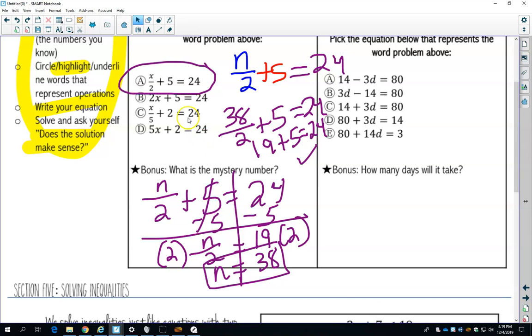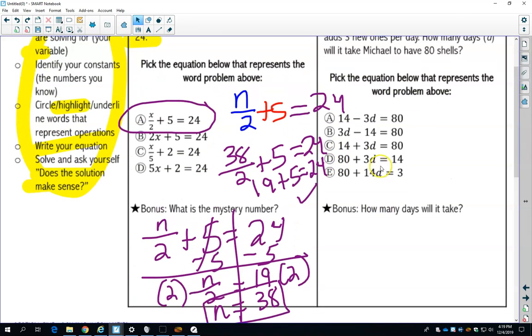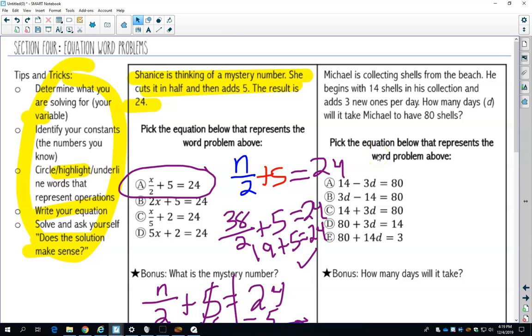All right, now we have a word problem. Michael is collecting shells from the beach. He begins with 14 shells, so that's how many he has. And he's going to add 3 new ones per day. And we're trying to figure out how many days it will take for him to have 80 shells. So we're trying to figure out, they've already told us the variable is d. So d is equal to days.